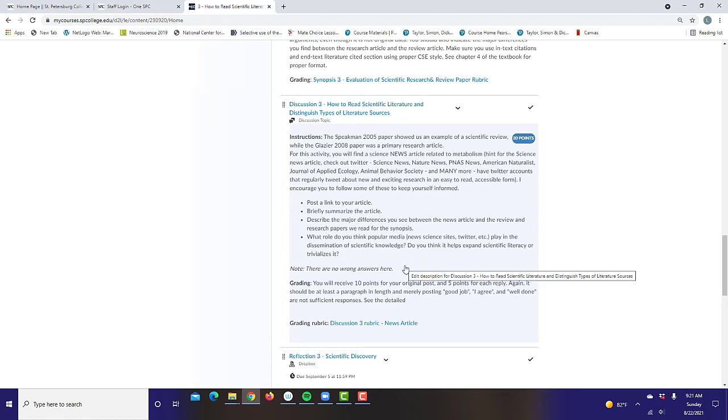What do you think the role is of popular media, like these news science sites that you're going to go to, or Twitter? What role do they play in the dissemination of scientific knowledge, particularly to the general public? And does this expand our scientific literacy, or do you think it makes it more trivial?